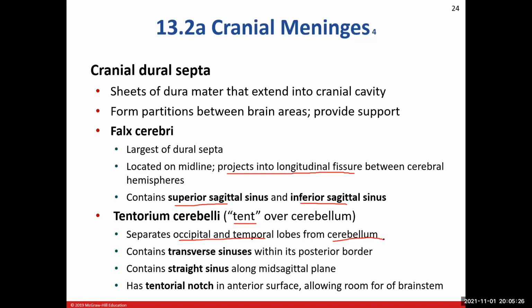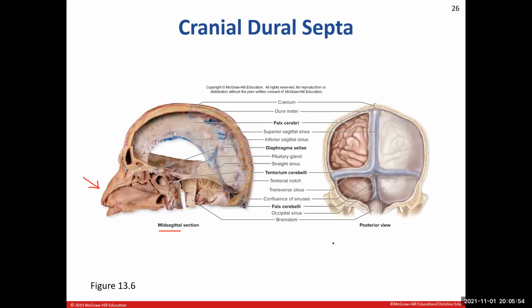And so again, we're going to see some of these layers separate and create a sinus. The Tentorium Cerebelli is going to create the transverse sinus, and that's going to go along the posterior border of your skull. And we'll also see the straight sinus, which is in the mid-sagittal plane. I'll show you. That's going to extend kind of backwards from the inferior sagittal sinus. So taking a quick look here in our picture, I'll zoom in.